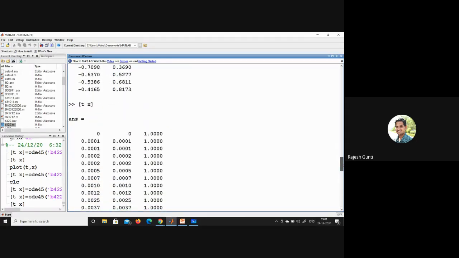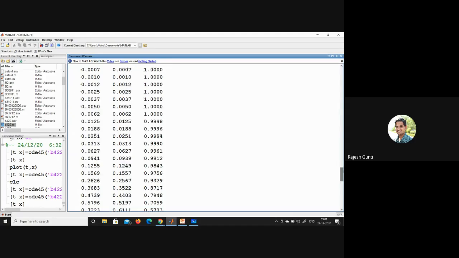So t is equal to 0, x1 is 0, x2 is 1, according to our initial condition. As time goes on, it is going like this.